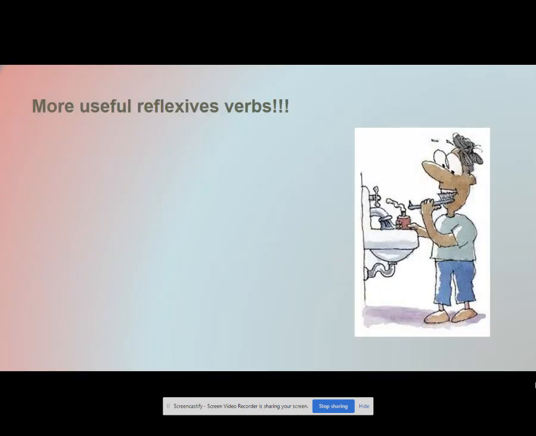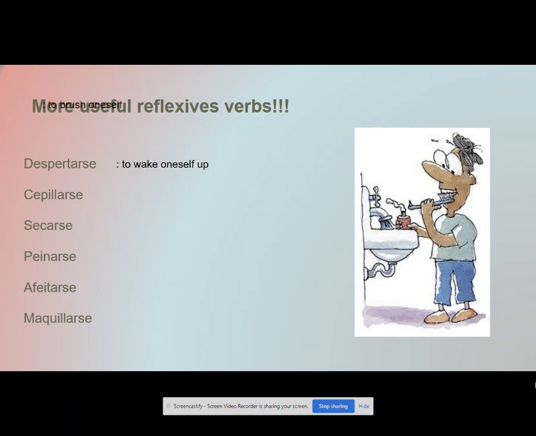So we have a few more reflexive verbs. We have despertar, cepillarse, secarse, peinarse, afeitarse, y maquillarse. All right, despertarse means to wake oneself up. Cepillarse, to brush oneself. Secarse, to dry oneself. Peinarse, to brush oneself. Afeitarse, to shave oneself. And maquillarse, to make up oneself.